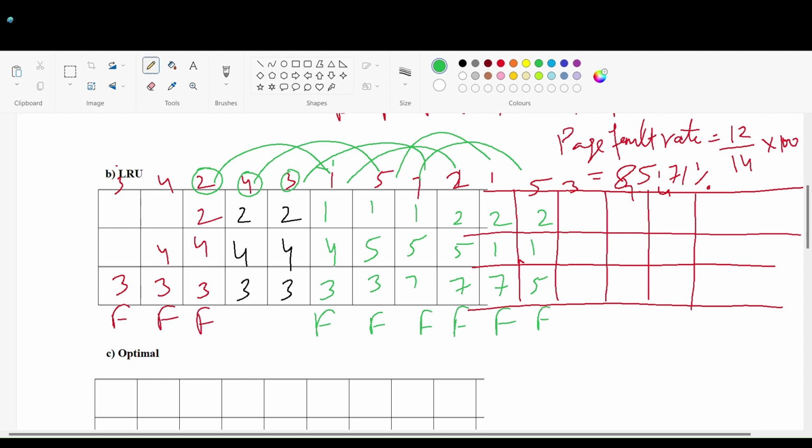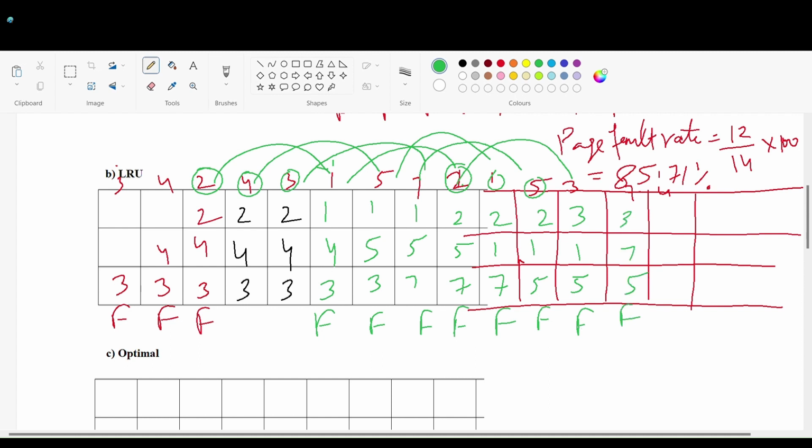Okay, now 3. So which page should be replaced? 2. Because 2 is not recent, 2 is the least recently used. 5 and 1 were recently used, but 2 is the least. Okay, so 2 will be replaced by 3, giving 3, 1 and 5. Okay, then 7. We replace 1 by 7, so 3, 7 and 5.